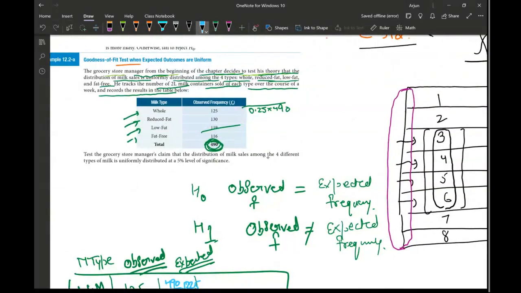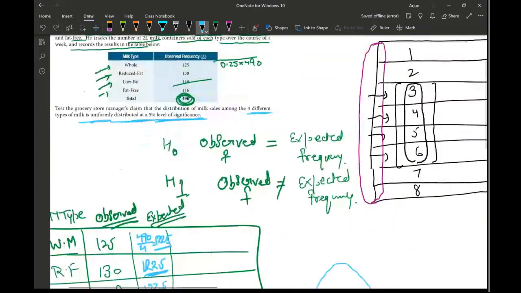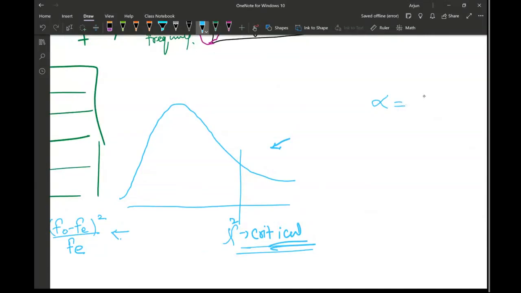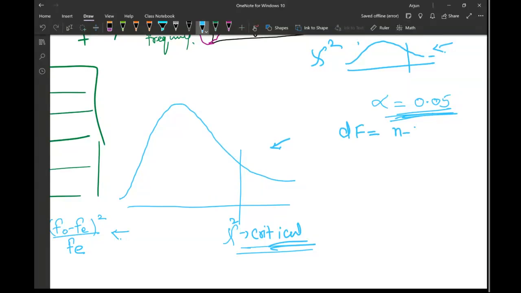So you are given there are four different types of milk, uniformly distributed, at a 5% level of significance. Alpha value is 0.05. Now look into the last page of your formula booklet and look into the chi-square distribution. This diagram is also there on top. You will see a right tail diagram, chi-square distribution. As I said, alpha value is 0.05, and then degree of freedom. So degree of freedom is n minus 1.